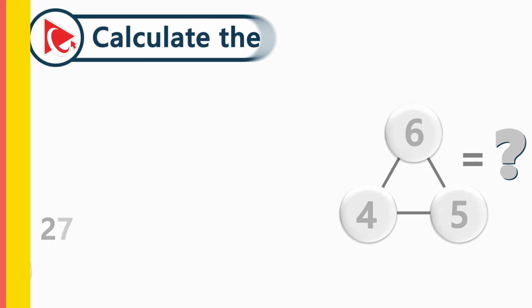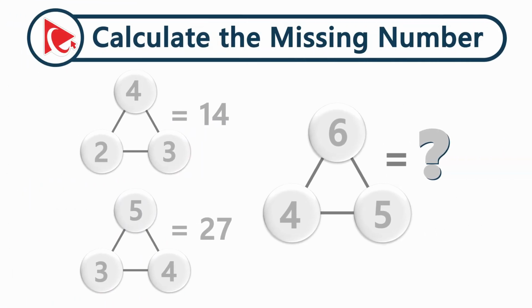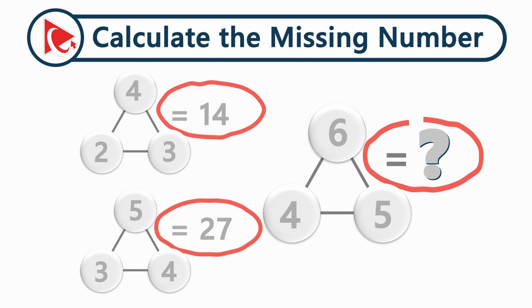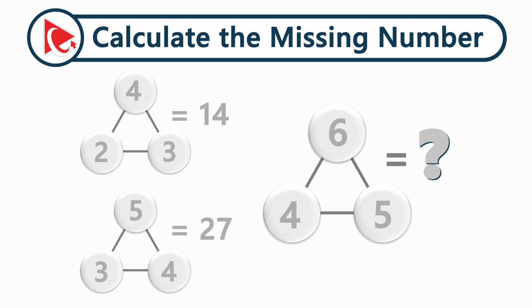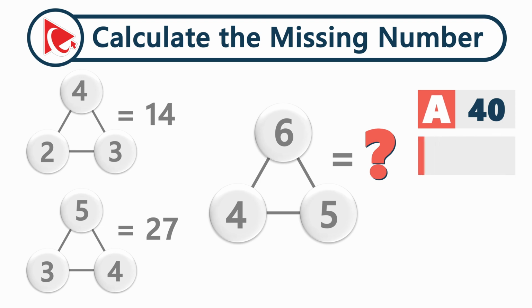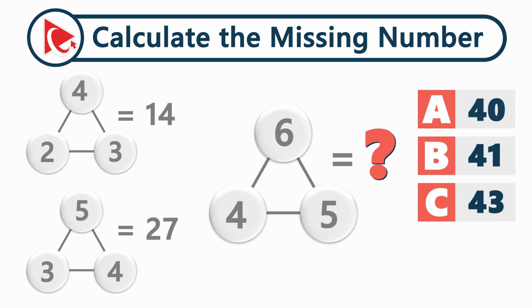You're presented with amazingly cool but unusual looking expressions. On the left side of the expression, there is a triangle. On the right side, there is a calculated number. The first shape has numbers 2, 3, and 4, and the result is equal 14. The second shape has numbers 3, 4, and 5, and then the result is equal 27. And then the third shape has numbers 4, 5, and 6, and the result is something you need to calculate and select out of 4 possible choices. Choice A, 40. Choice B, 41. Choice C, 43. And last but not least, choice D, 44.